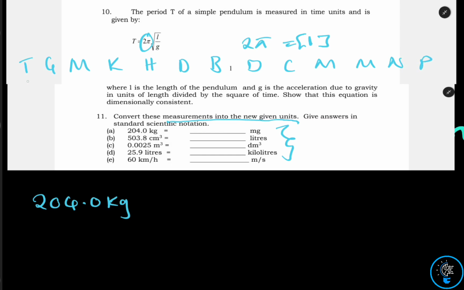So this one is Tera, that one is Giga, that one is Mega, this one is Kilo, that one is Hecto, this one is Deca, this one is the basic unit, the base, this one is Deci, that one is Centi, this one Milli, that one Micro, then we have Nano and finally Pico. So you can write that down in full words.